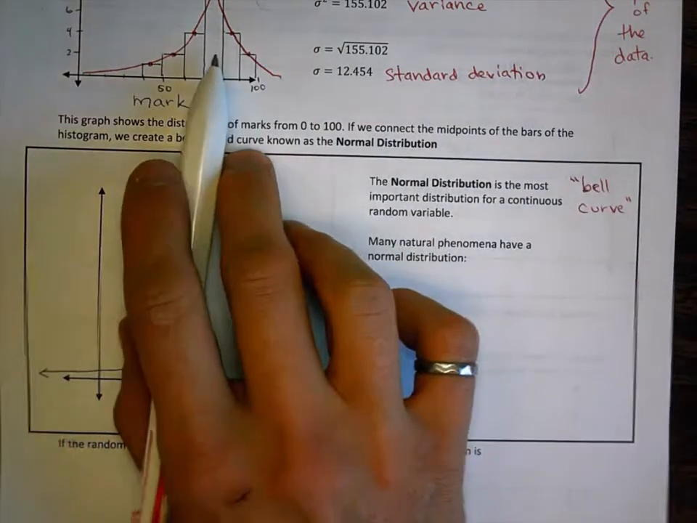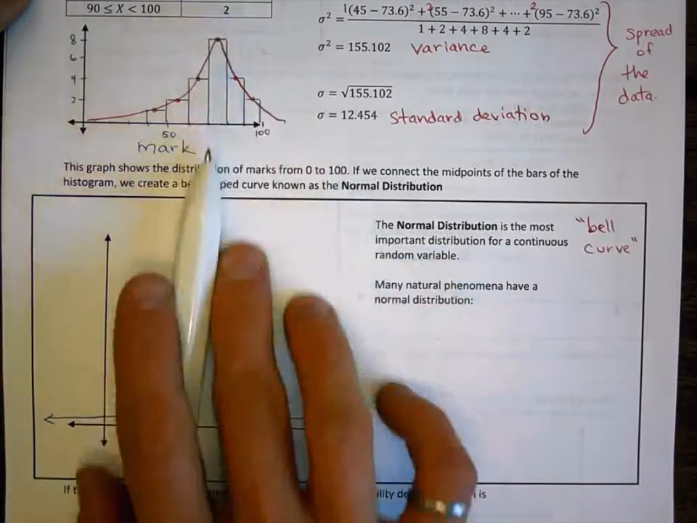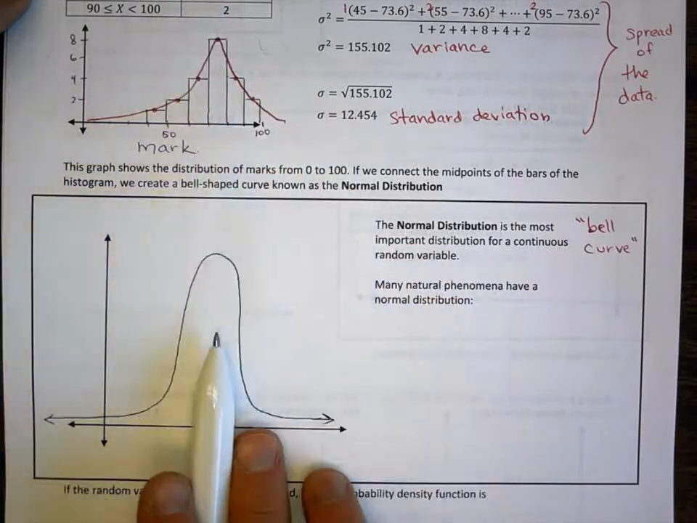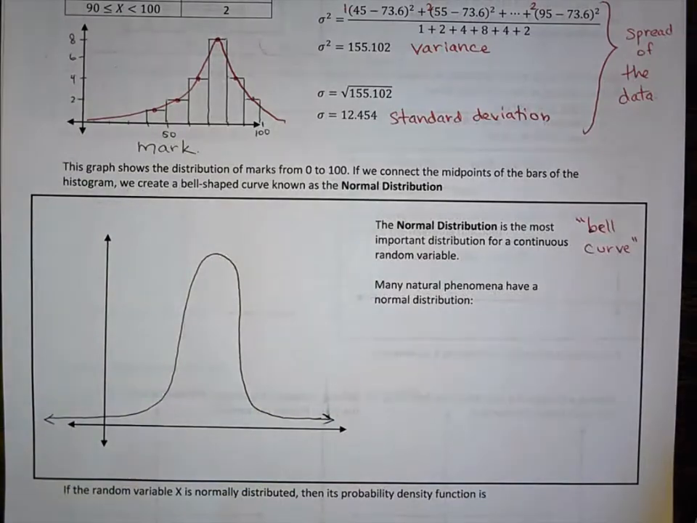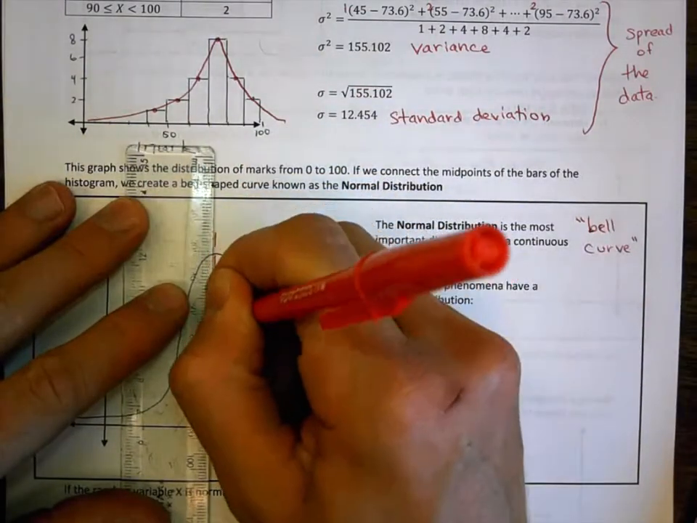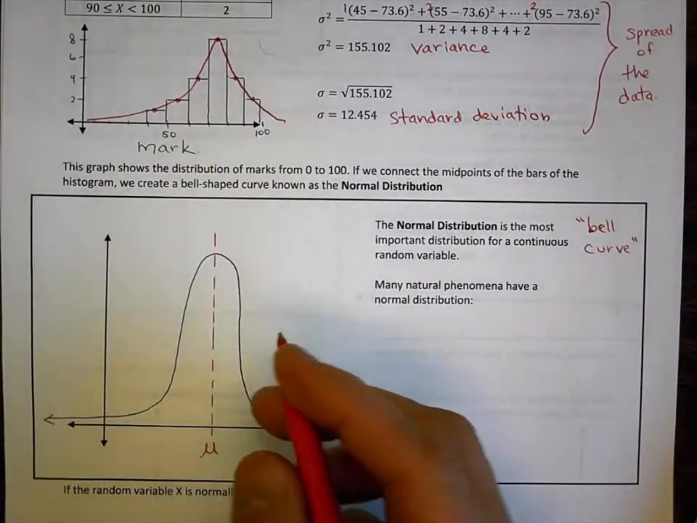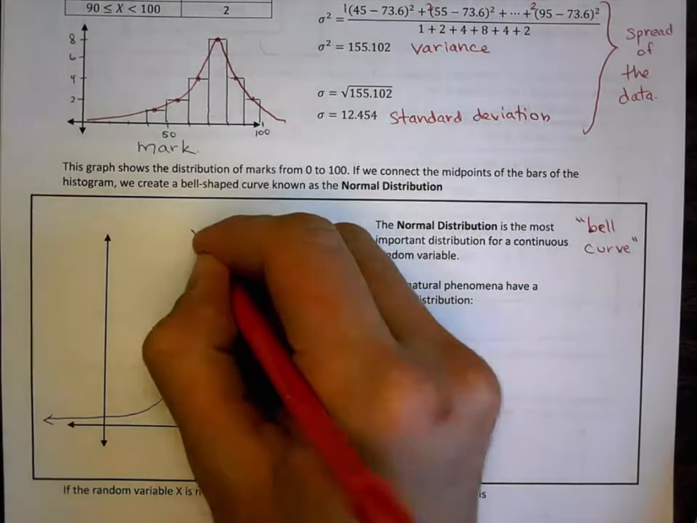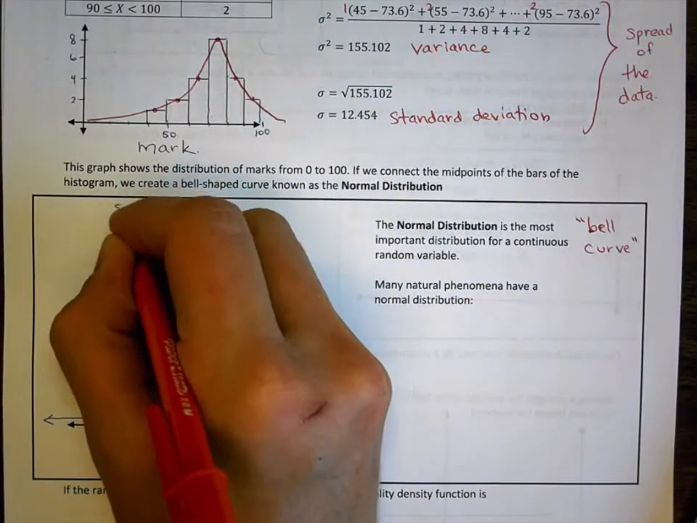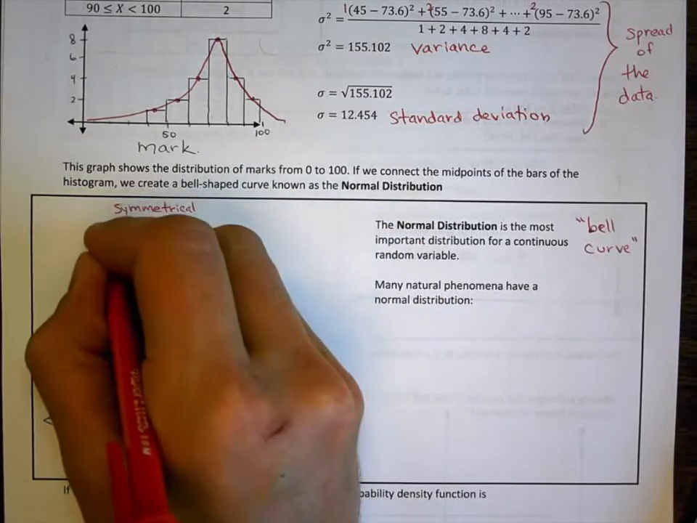So remember, just like when I was looking at your marks, in the normal distribution the central value occurs the most, right? That is actually the mean. So the normal distribution is centered and it's symmetrical about the mean. So that's my first observation: symmetrical about the mean.